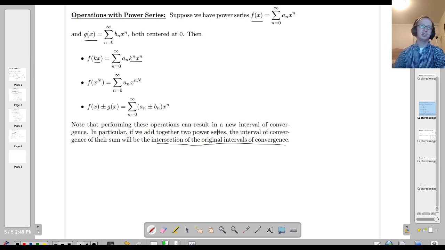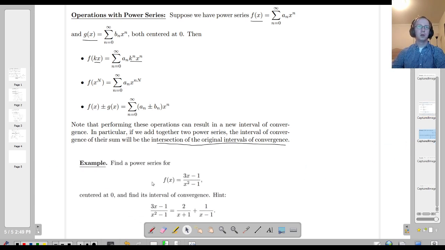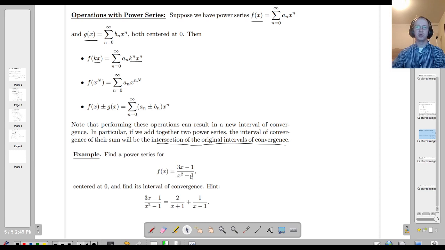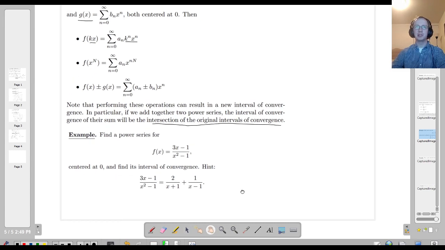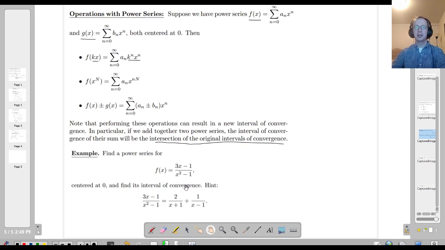So let's try out an example of this just to make sure we understand how the concept works. We're going to find a power series for the function 3x minus 1 over x squared minus 1. And I'm giving you a hint, which is actually just the partial fraction decomposition of that function. So I've done that step for you. Could you do it yourself? Sure, but that's not what we're focusing on in this problem. Okay, so we've got our partial fraction decomposition.